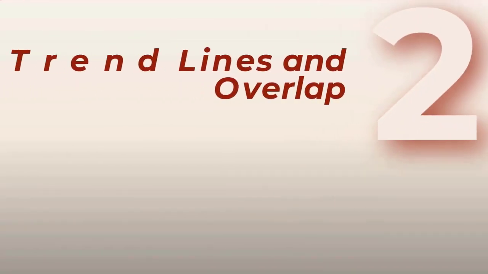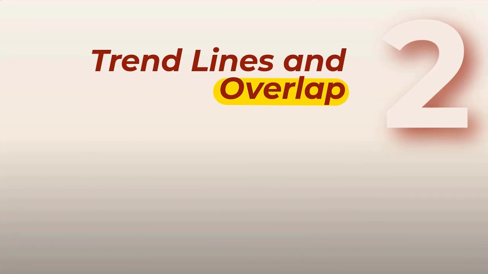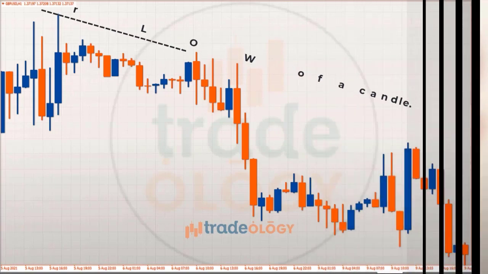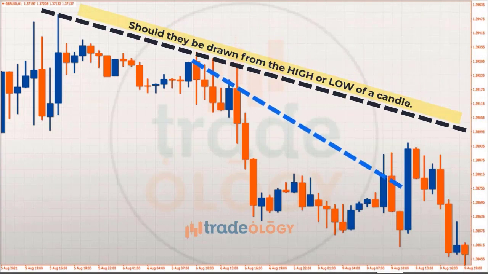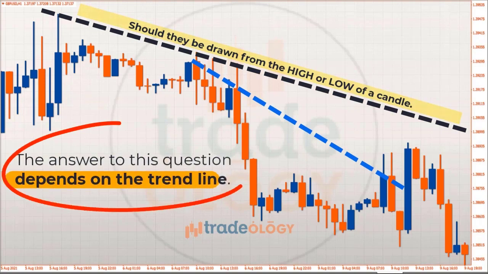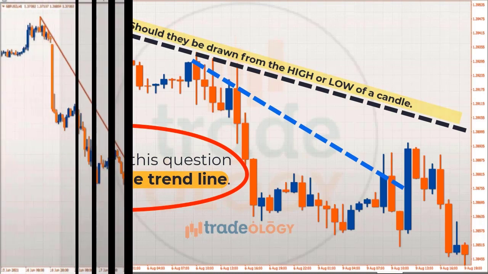Second, trend lines and overlap. One of the most common questions when it comes to drawing trend lines is, should they be drawn from the high or low of a candle, or from the open or close of the candle? The answer to this question depends on the trend line. It's very rare to find a trend line that lines up perfectly with highs or lows. Similarly, it's rare to find a trend line that lines up perfectly with the open or close of each candle. Let's take a look at an example.